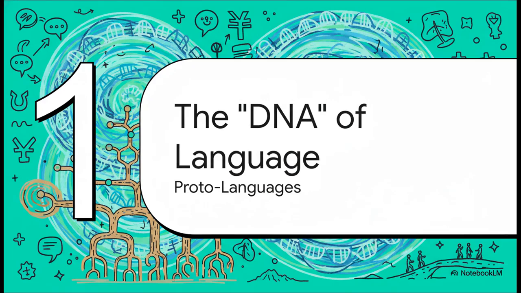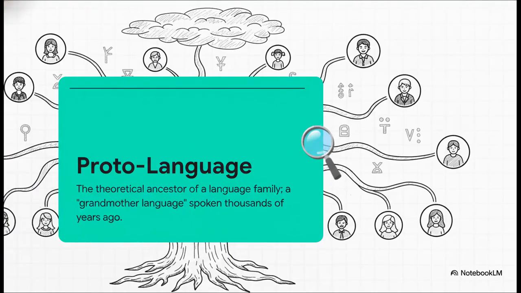All right, so to solve this mystery, we've got to look at what you might call the DNA of language. And this brings us to a really fascinating idea that linguists use to trace these ancient connections. It's the concept of a proto-language. So what is a proto-language? Well, the easiest way to think about it is like a grandmother language. It's this theoretical ancestor language spoken thousands and thousands of years ago that a whole bunch of modern languages eventually came from. Now, we don't have any recordings or books from back then, obviously, but that doesn't mean all the evidence is gone, not by a long shot.